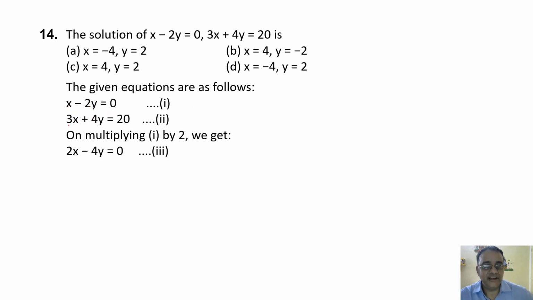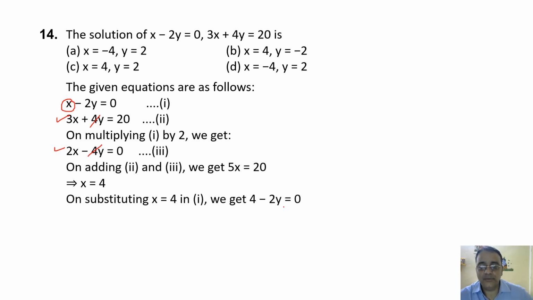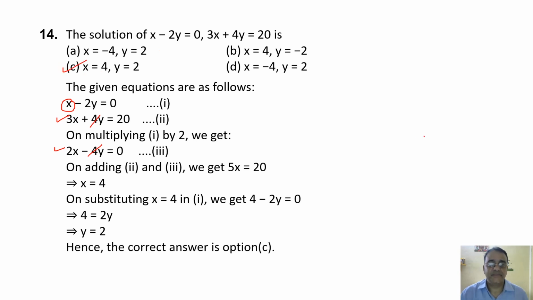Okay, now we are adding these two, so 4y minus 4y cancel, so we'll get 5x is equal to 20. So what is the value of x? 4. Right, now substitute 4 in any one equation. Since x is equal to 4, we substitute here. Right, 4 minus 2y is equal to 0. So 4 is equal to 2y. So what is the value of y? 2. So which option is the correct one? Option C. Option C, right.